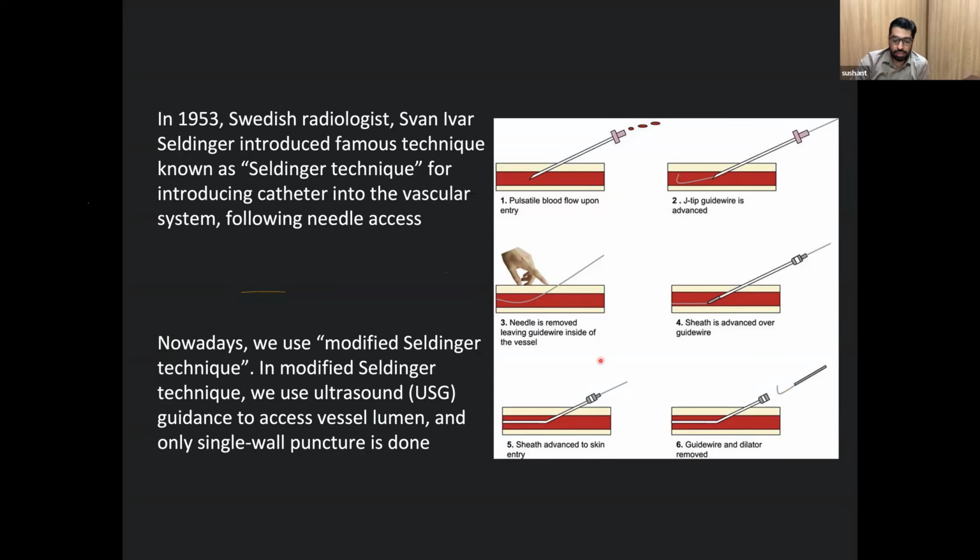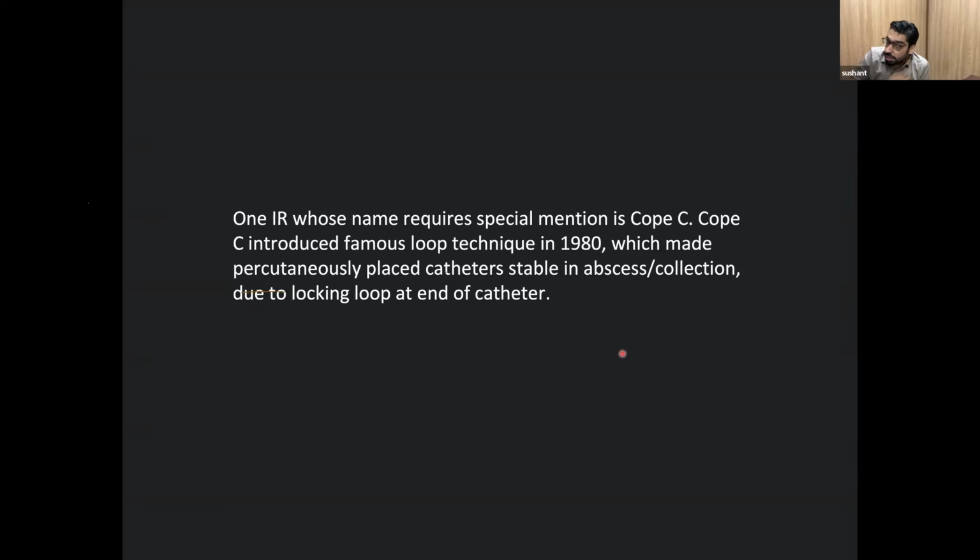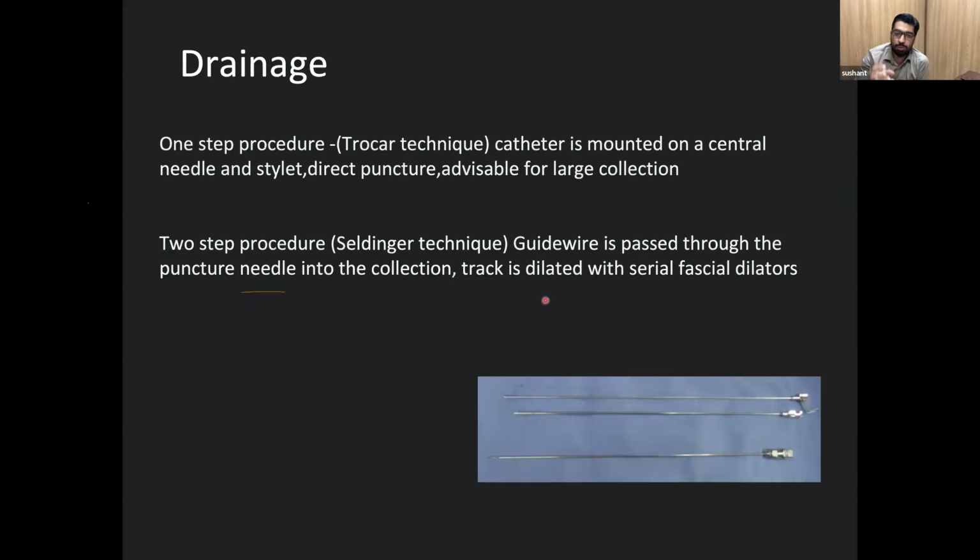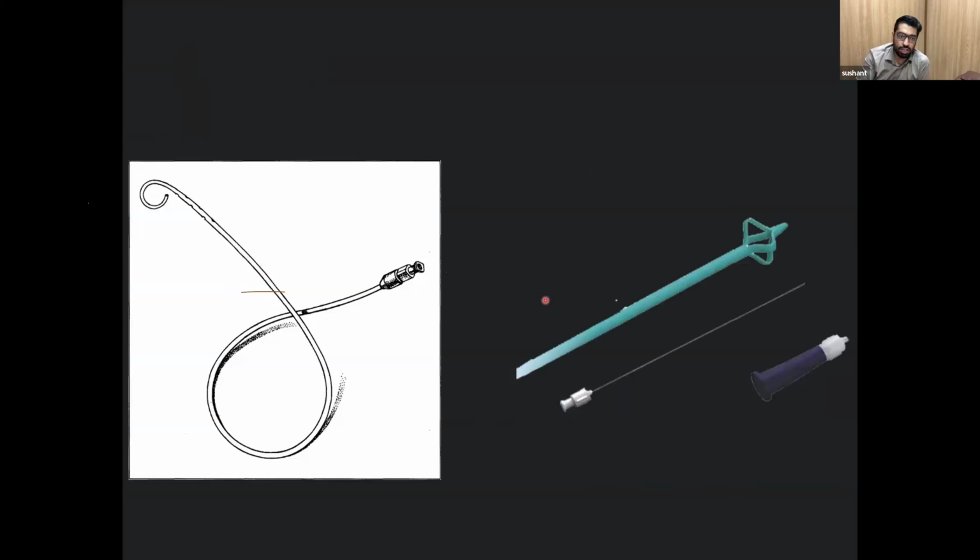Now, another interventionist was Sir Cope, who introduced the loop technique. So what he did, he introduced a looped catheter so that when the catheter is mounted and it is within the liver abscess or splenic abscess or pancreatic abscess, it does not come out. So he introduced the loop technique. This loop helped the catheter to stay inside and have a better drainage.